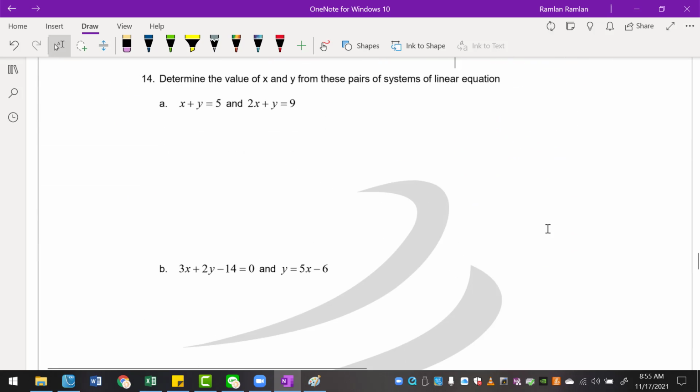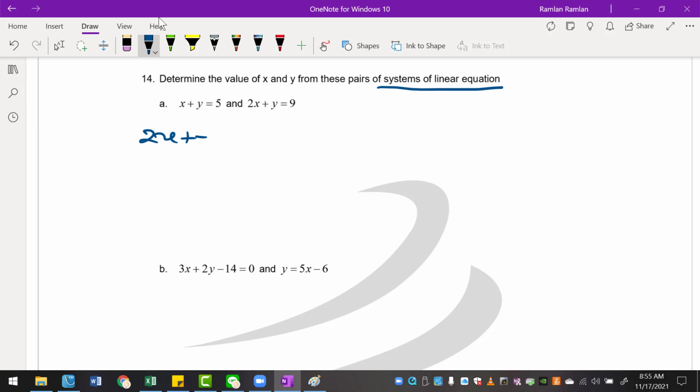Determine the value of x and y from these pairs of system of linear equations. So this is the system of linear equations, or we call it the simultaneous linear equations, or we find the intersection. It's the same thing. Yeah, we have these two lines and want to find the intersection, or the values of x and y which fulfill both of the equations. So we can use the substitution method, or we can use the elimination method. Okay, I'm gonna use the elimination method this time.